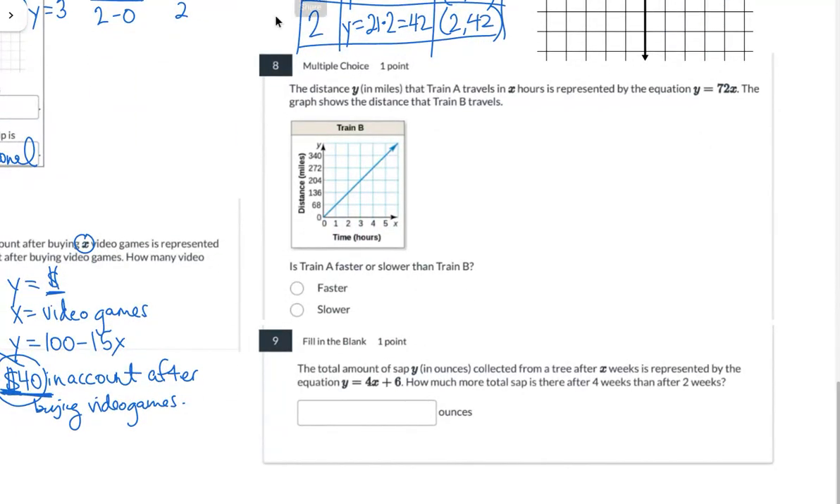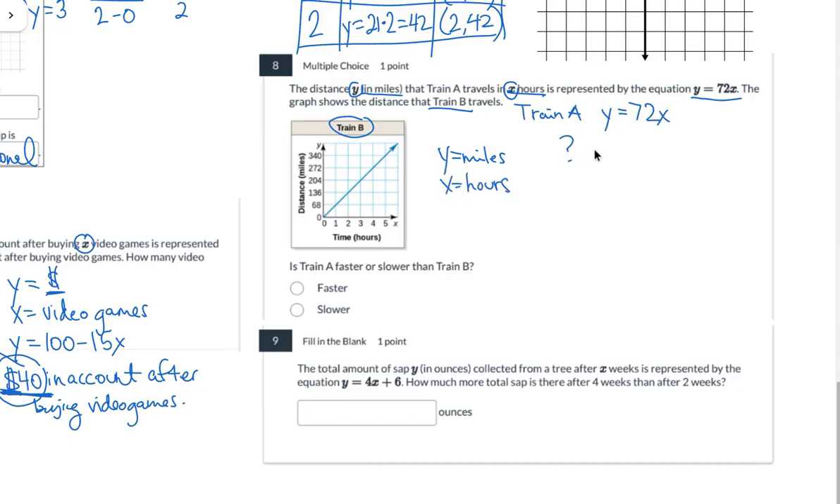It says the distance y in miles that train A travels in x hours is represented by the equation y equals 72x. The graph shows the distance that train B travels. Okay, so this is train B by the graph. Train A, they gave it to me in equation form. I'm going to write down my units: y equals the miles, and x equals the hours.